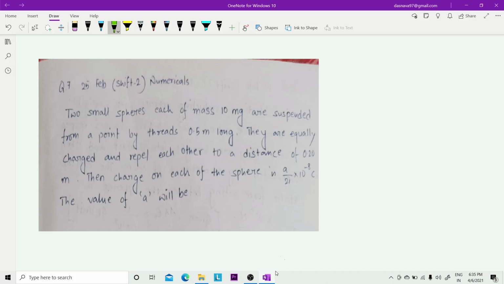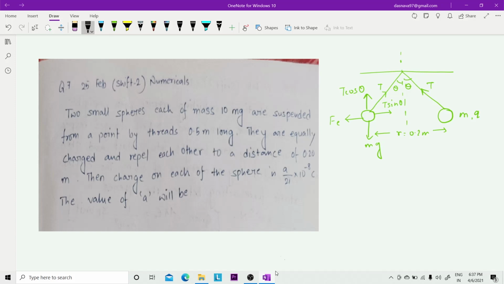To the next question. It says that two small spheres each of mass 10 mg are suspended from a point by threads 0.5 meter long. They are equally charged and repel each other to a distance of 0.20 meter. Then the charge on each sphere is A by 21 into 10 to the power minus 8 coulomb. Now we have to find the value of A here. So let's start.